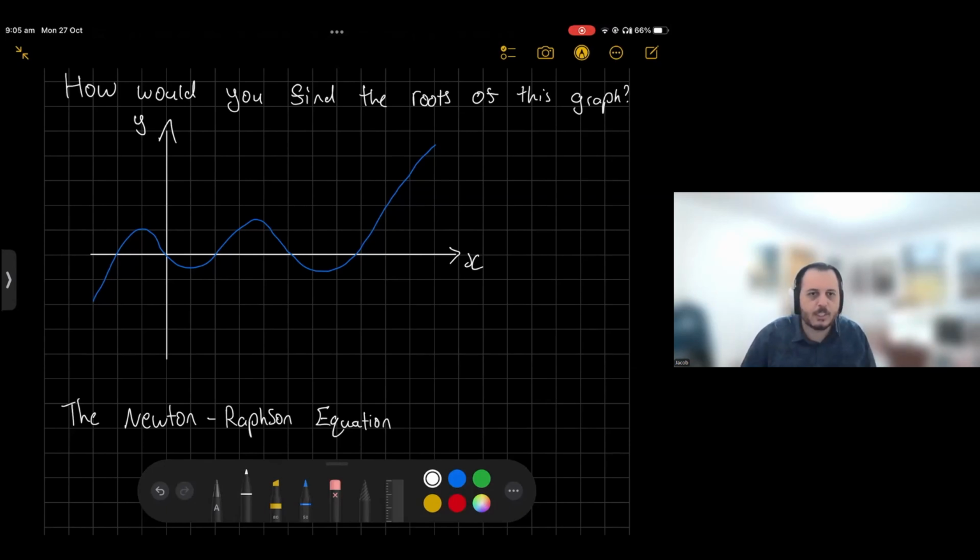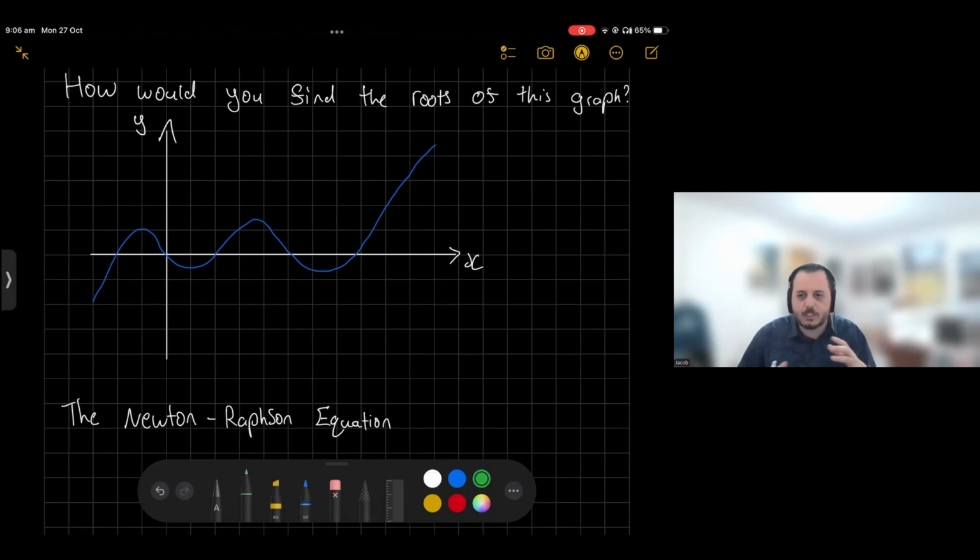Well, there is an answer to this, and it's called the Newton-Raphson method, or the Newton-Raphson equation, you might say. But I think method is better because it is an iterative process that sort of tries something, makes a guess, and then tries again until it gets the right answer. So let me show you how it works, and then we'll talk about the maths for it.